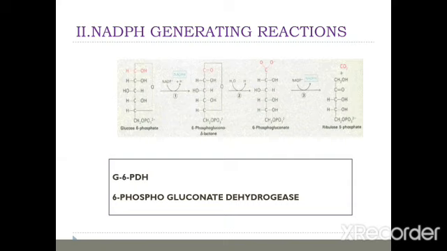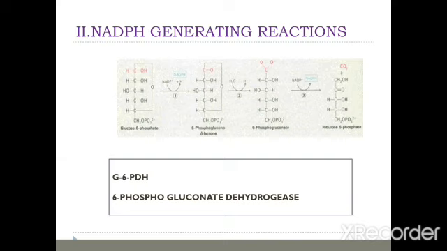Then the other coenzyme form of niacin is NADP plus. So there are NADPH generating reactions as well as NADPH utilizing reactions. Examples for NADPH generating reactions include the glucose 6-phosphate dehydrogenase reaction of the HMP shunt pathway. That is, glucose 6-phosphate is converted into 6-phosphogluconolactone by glucose 6-phosphate dehydrogenase. That is an NADPH generating reaction.